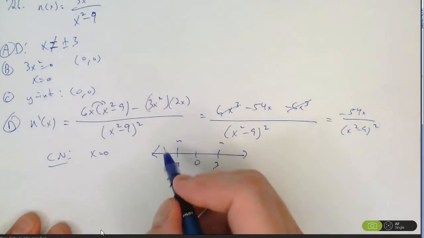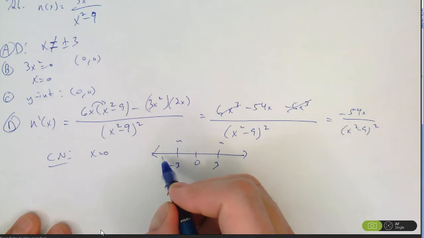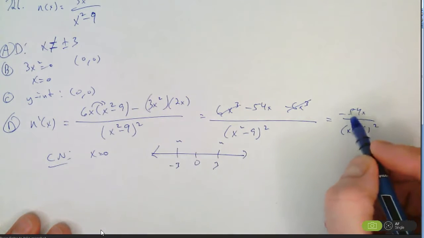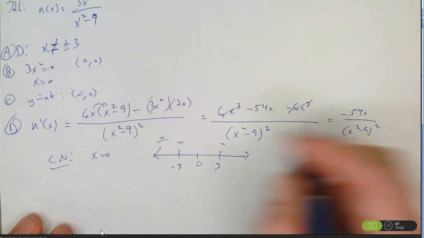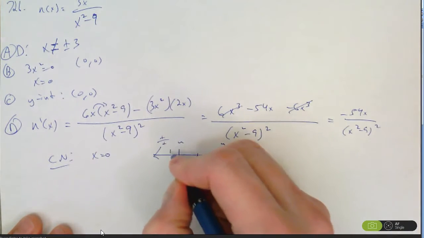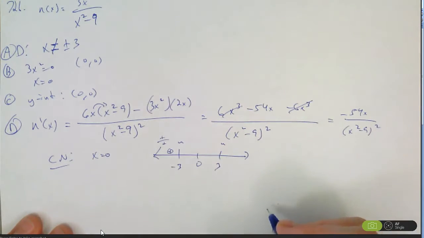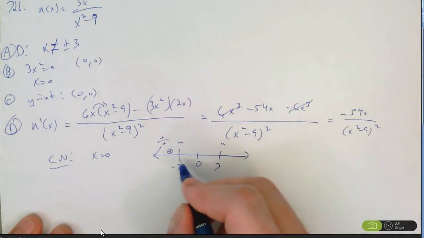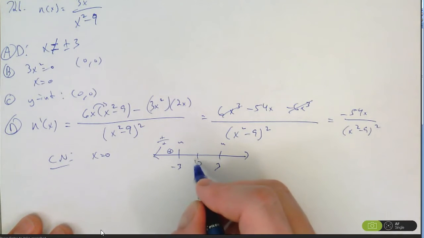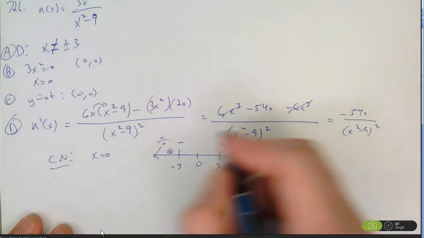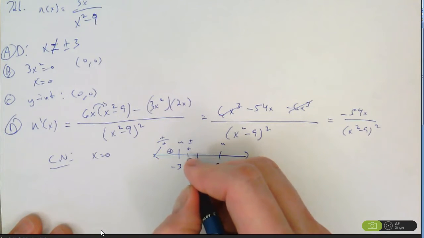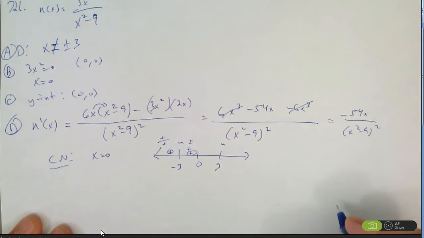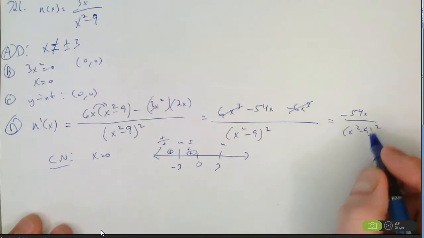Okay. So now when I plug a number in left of negative 3, like negative 5, negative times negative on top is positive. The denominator is going to be squared, so it's always positive. So that portion's increasing. It's positive there. Now when I plug a number between negative 3 and 0, like negative 1, negative times negative is positive. This is always positive in the denominator. So we're positive there.